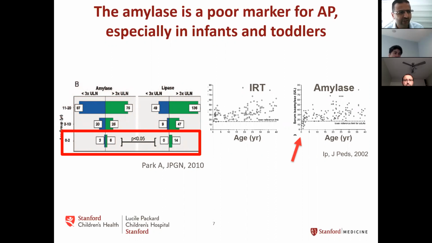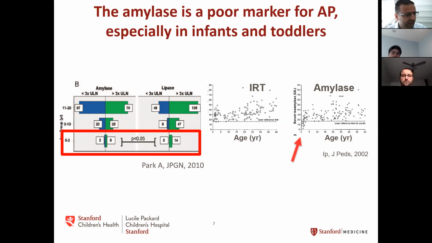What's shown in the red box is how the amylase performs compared to the lipase, especially in infants and toddlers, where it's very poor. Part of the reason why infants and toddlers don't manifest an elevation in the amylase is shown on the right. Compare the serum immunoreactive trypsinogen as a surrogate marker of pancreatic enzymes. So what's in the blood might be similar to the relative amount in the pancreas.